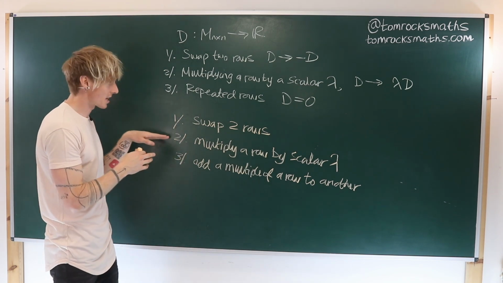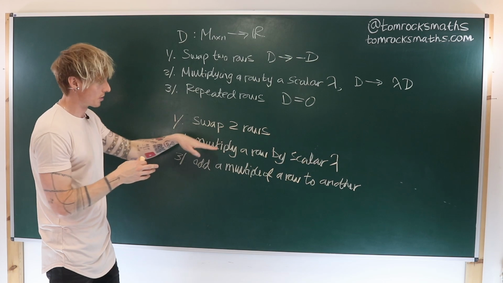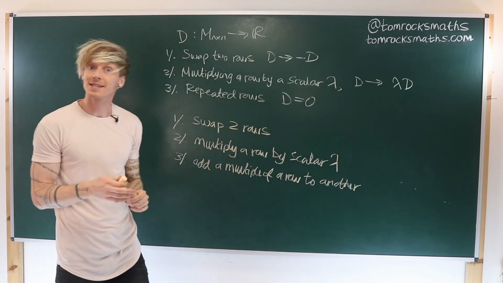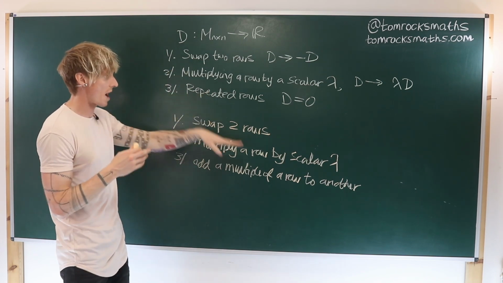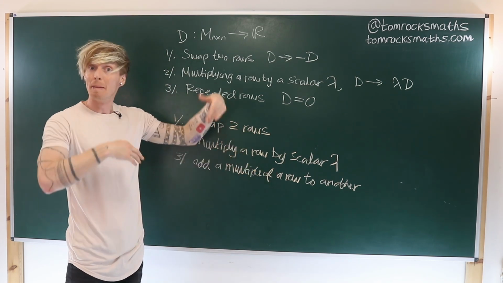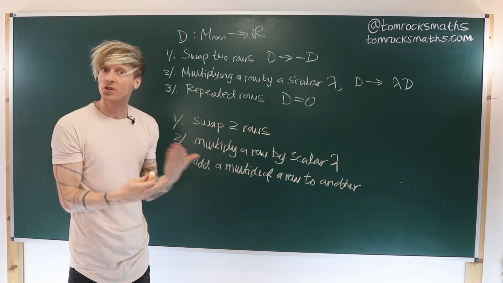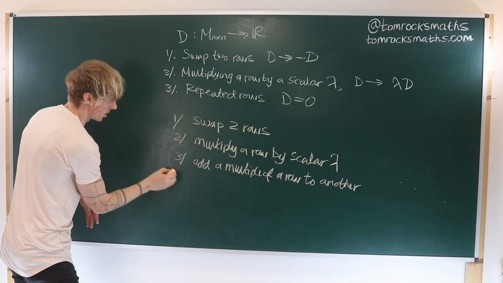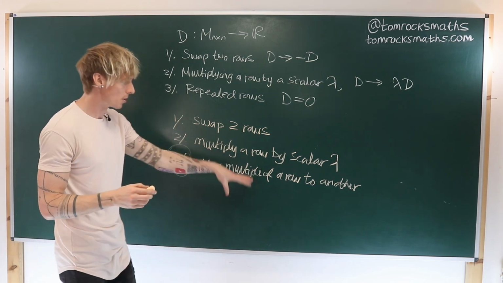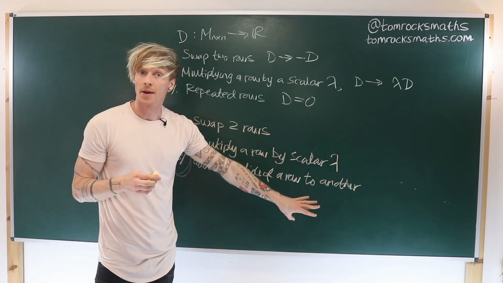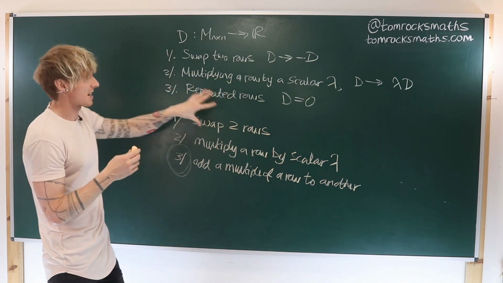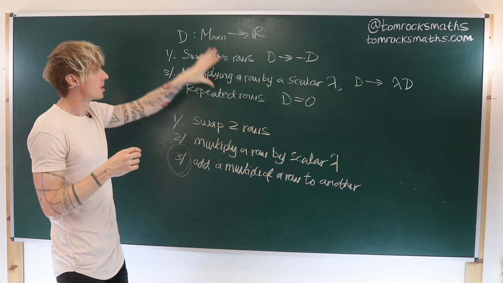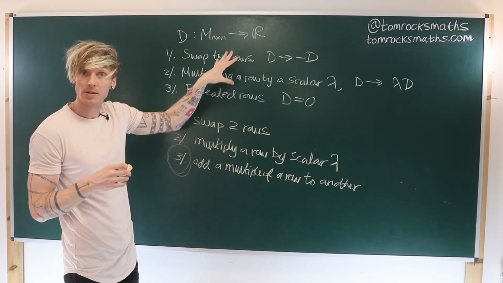Similarly, if we do the type 2 ERO, we multiply a row by a scalar, then our determinant is multiplied by the same scalar. So we can keep track of how that also modifies the determinant we're trying to get for our original matrix. However, this third one, where we add a multiple of a row to another, you'll notice this isn't explicitly mentioned in the properties we used to define the determinant.